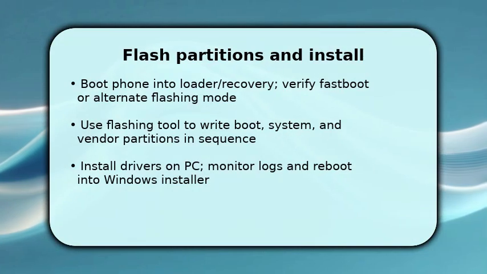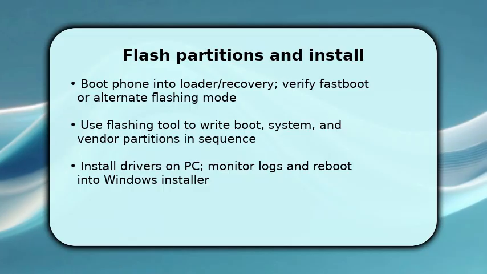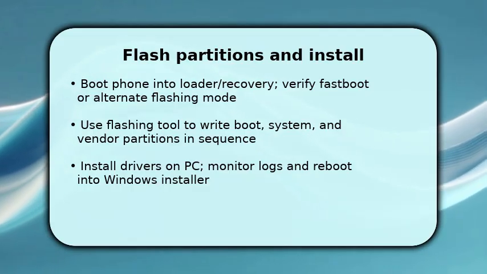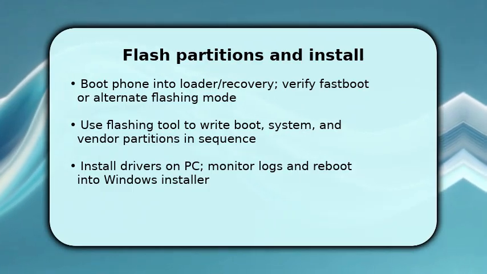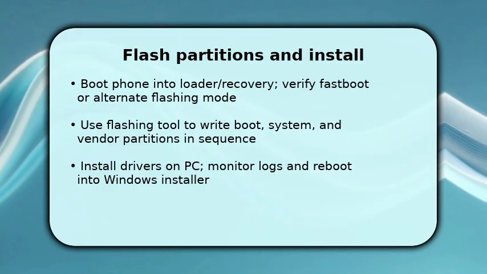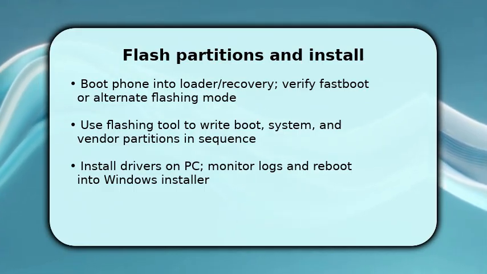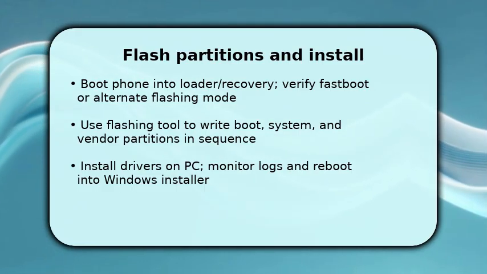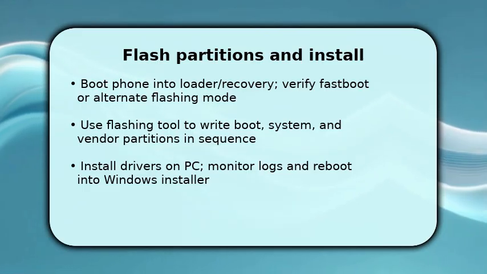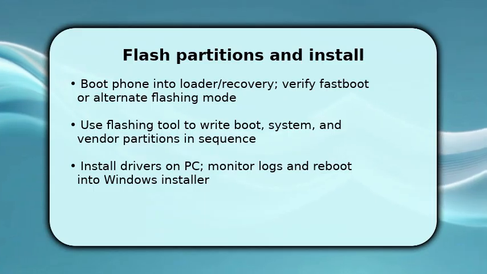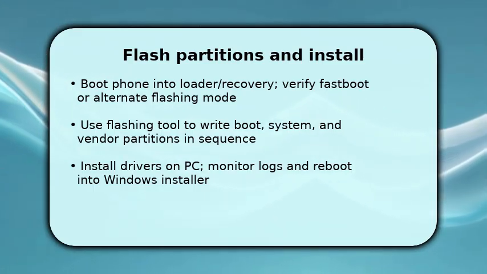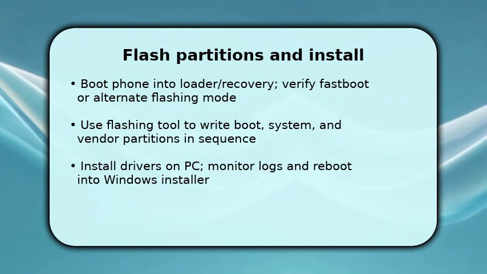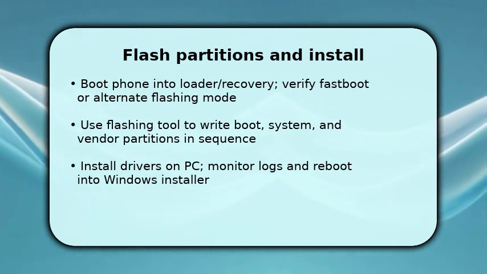You now flash the core partitions. Boot the phone into its loader or recovery so the PC detects fastboot or the vendor-specific mode. Once connected, install the device drivers on your PC. This prevents driver timeouts during write operations. Use the flashing utility to write boot, system, vendor, and any modem partitions in the order specified by the image notes. Monitor the tool's logs for errors. If writes succeed, trigger the first boot to the Windows installer and proceed with on-screen setup steps.